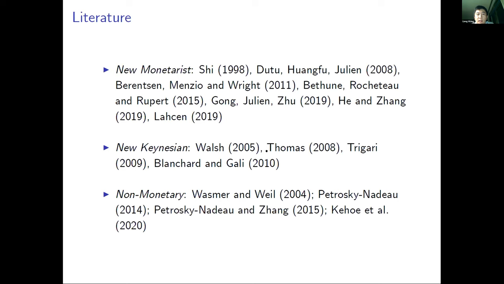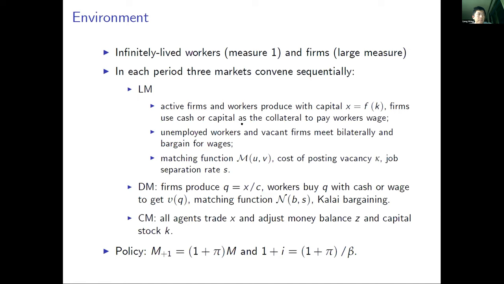So I'm going to jump into the model. We have infinite-lived workers, which is measure one, and we have firms, which has a large measure, and we're going to allow free entry for the firms. Each time period, we have three different markets. They convene sequentially. The first one is the labor market.